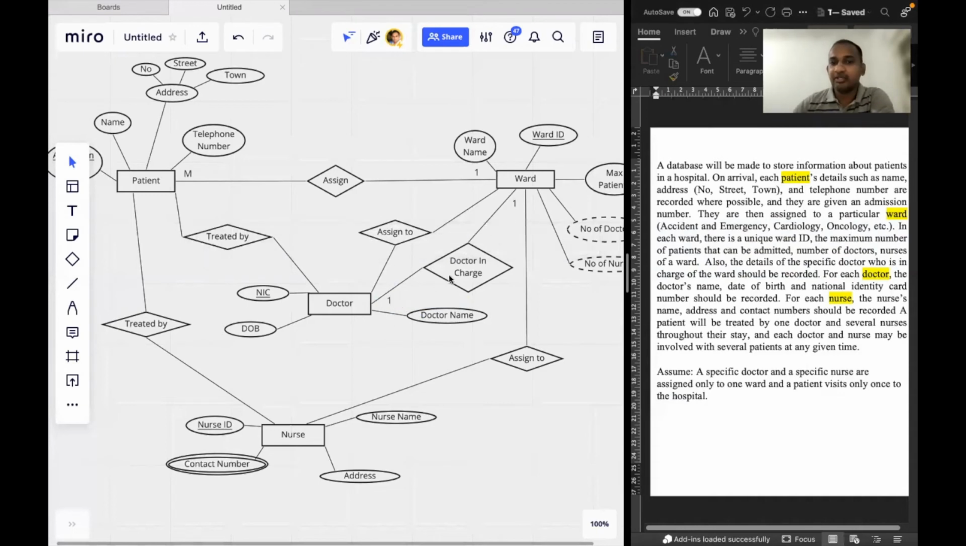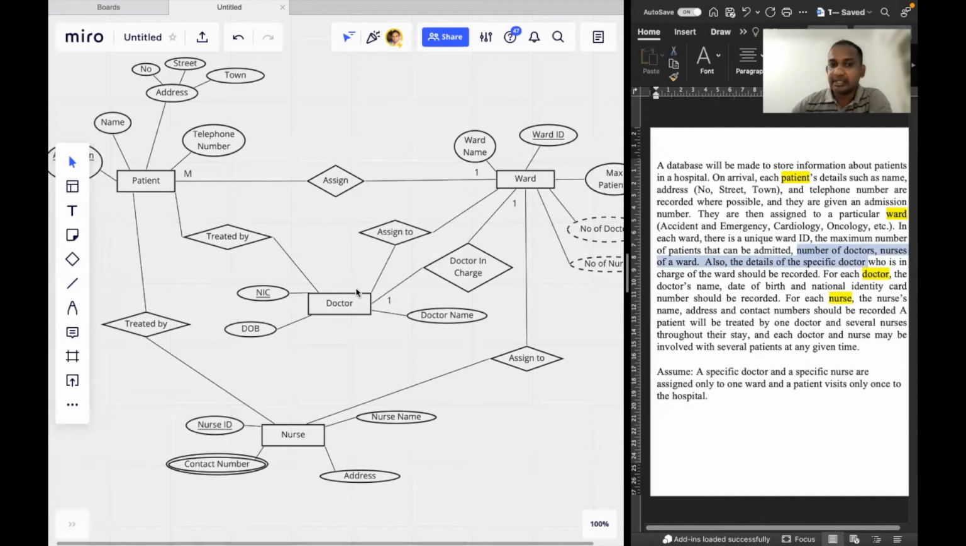cardinality. Now it is mentioned as a 1-to-1 relationship. That means if you take a particular doctor, he is in charge of only one ward. As well, if you take one ward, there is only one doctor in charge. So likewise, go to the assigned to. Here, if you take a particular ward, there are a number of doctors and a number of nurses available.